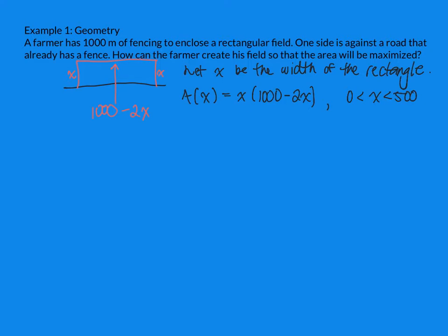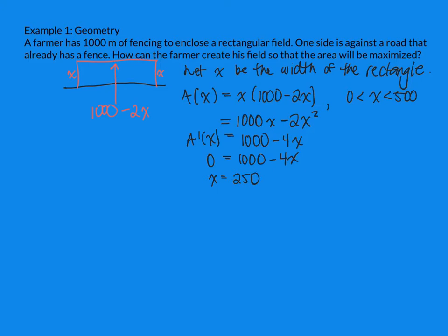Since we're looking for the maximum area, that means we're looking for a potential extrema point. I'm going to expand this function just because it's easier to take the derivative of. So the derivative will be 1,000 subtract 4x. And extrema points can occur when the slope of the tangent is 0. So we're looking for where this is going to be 0. And it turns out that x would be 250.